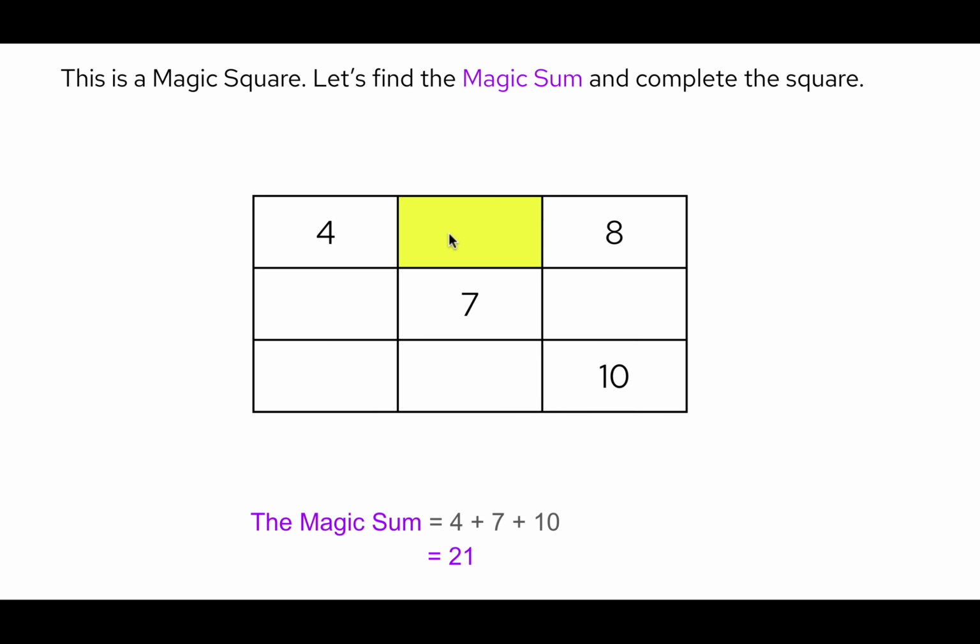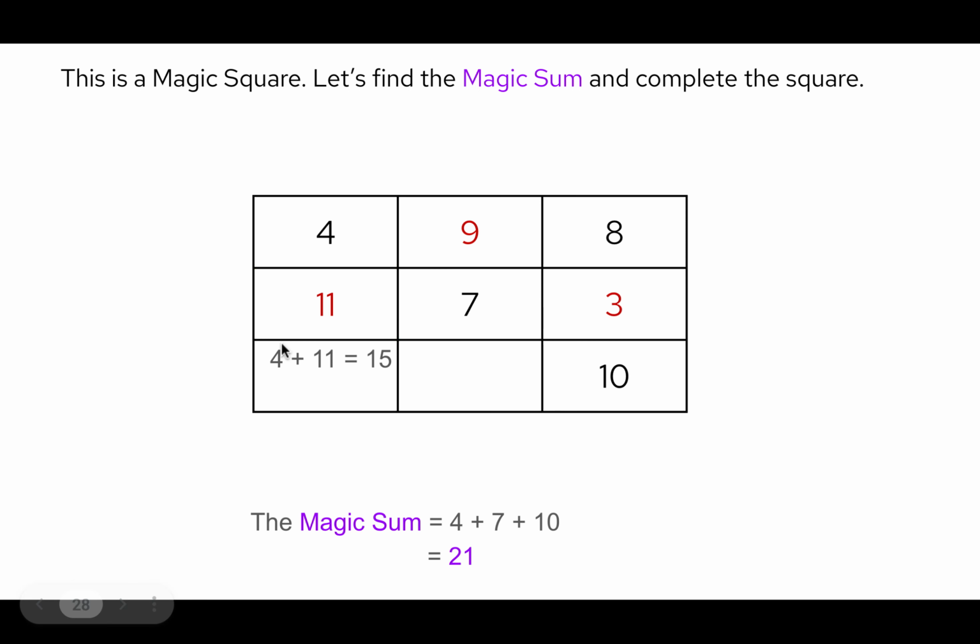Now let's see if I can figure out this box in yellow. Well, I know that 4 plus 8 is 12. So if the magic sum is 21, it's 21 minus 12. So the missing number must be 9. All right, let's look at this one. I know that 8 and 10 is 18, so 21 minus 18 is 3. Okay, how about this one? Looking at the 7 plus the 3, which is 10, so 21 minus 10 is 11.